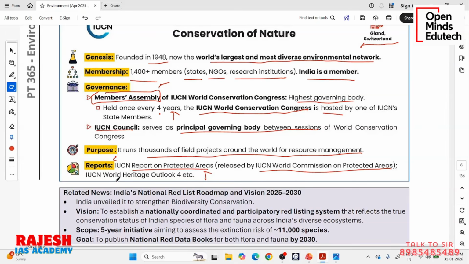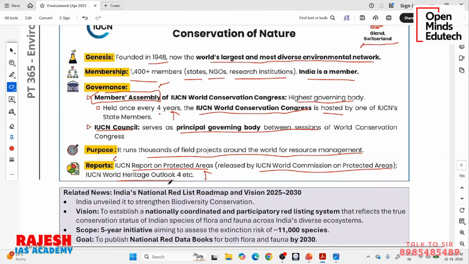Then there is something called IUCN World Heritage Outlook. What is Heritage Outlook? Heritage means something we are proud of, something we have inherited from our forefathers and we are giving to the future generations. Something we are proud of, like national parks of India, Kanchenjunga National Park. There is something called Western Ghats in India, very significant vegetation, very unique landform. So these are natural heritage.